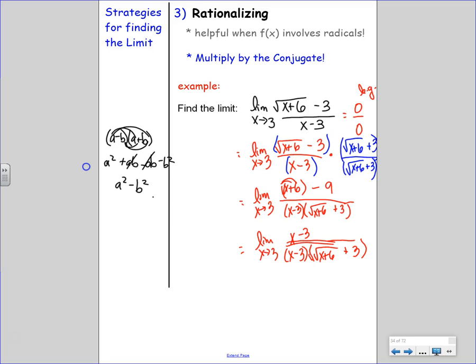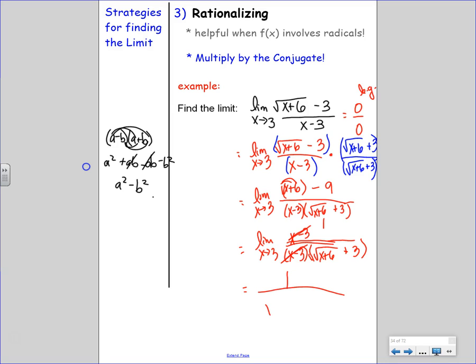Solving, solving, solving. But what do you guys notice can happen now? We can reduce. What happens when you reduce top and bottom? You get an understood 1, right? What can I do now that the x minus 3, the little piece that made a 0 to begin with, is gone? What do you think? Plug it in, plug it in.